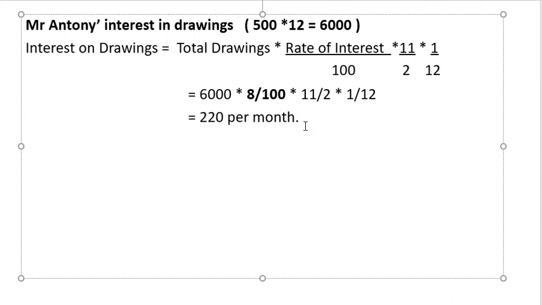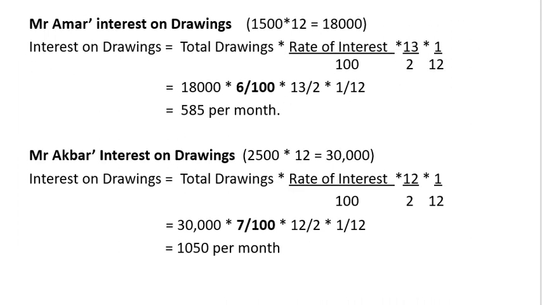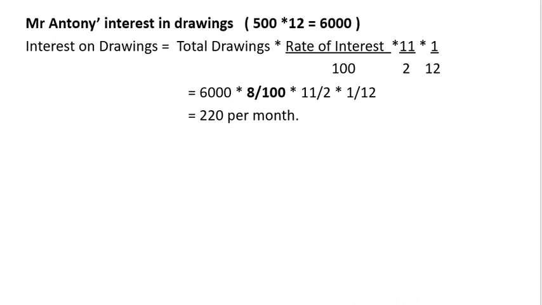This is the calculation of interest on drawings of all the partners, Mr. Amar, Mr. Akbar and Mr. Anthony. Okay, now we'll see the next one.